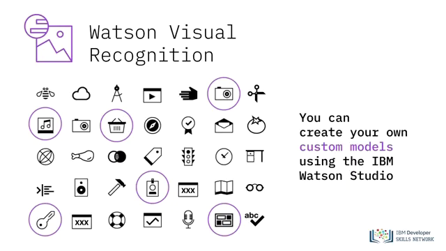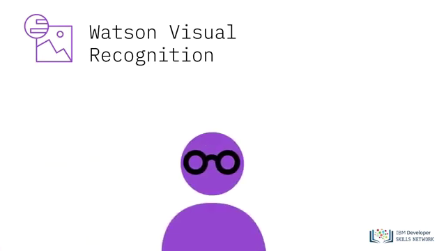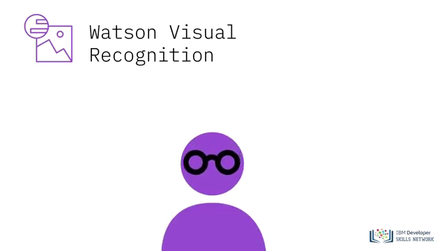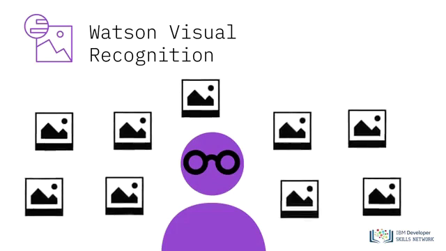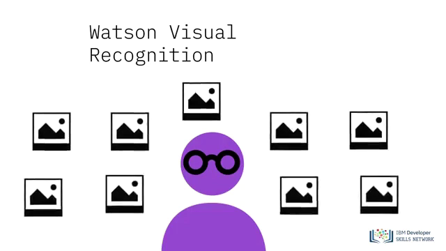Custom models for visual recognition are created using the IBM Watson Studio custom models and can be incorporated into Apple mobile devices using Apple's Core ML framework. The visual recognition service allows you to go from images to insights with less effort. You don't have to be a PhD in computer science to use the customizable image classification system in the Watson Visual Recognition Service. With as few as 10 images, you can train your own custom image classification models. And as always, you maintain control and ownership of your data.